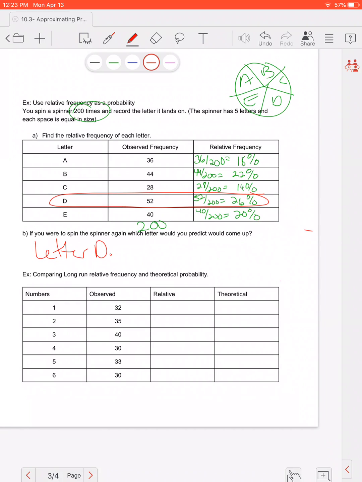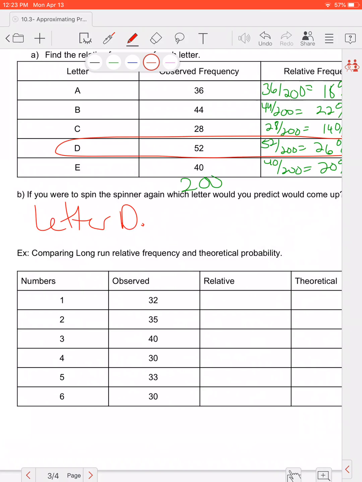So we took a die and we rolled it a bunch of times. So this is how many times we got each number. And again, we're going to total up how many we have so we can find the relative frequency. So 32 plus 35 plus 40 plus 30 plus 33 plus another 30 would be another 200. So we have a nice 200 number here again. So we had it rolled 200 times, okay?